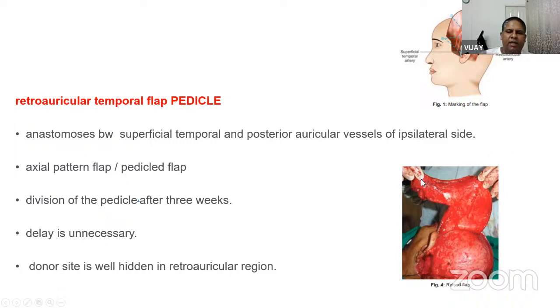Okay. And once you place the flap to the nasal defect, the division is after 3 weeks like any other pedicle flap. Also, the main advantage is after 3 weeks of division, only this part of the flap which is transferred is used. This part is again returned to the scalp. Initially, it is grafted, but after that, the graft is taken and again it is returned to the scalp.